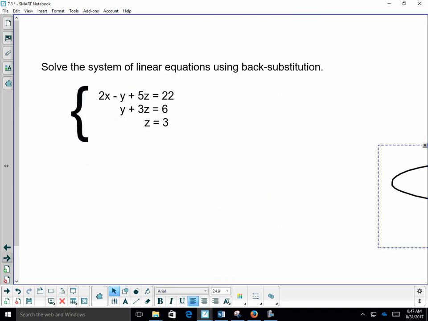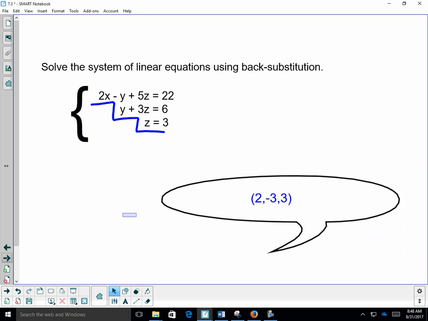Going on to the next one, I have a system of linear equations. I can see that it's in row echelon form because I have those steps. So I'll pause the video now and use back substitution to find x, y, and we know z is equal to 3. Okay, I hope you had some good luck, and here's the solution that you should have. You should have your ordered triple 2, negative 3, and 3.